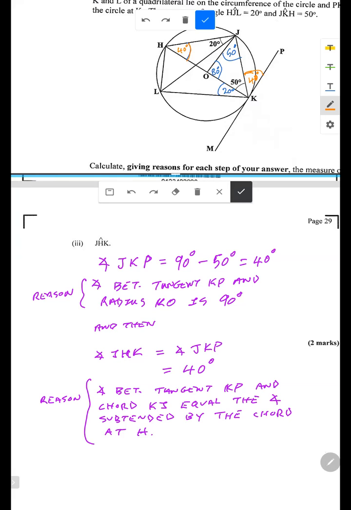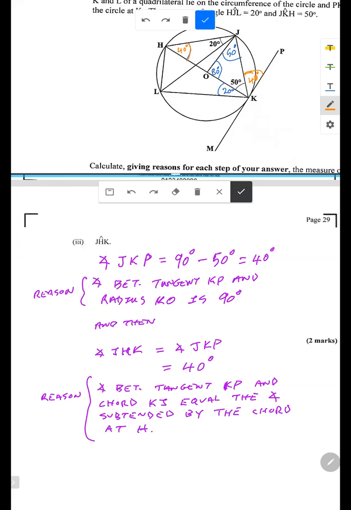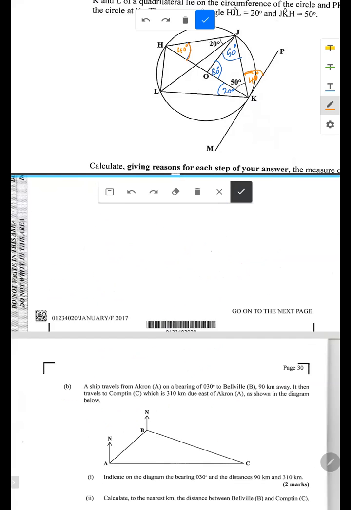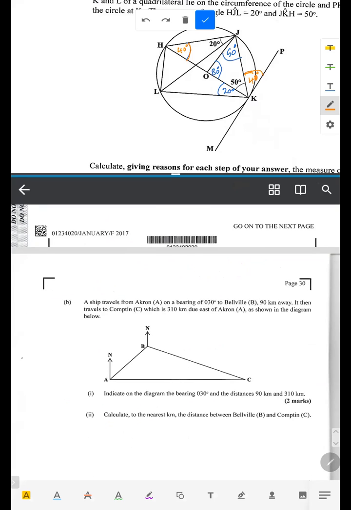I guess if you write that, they'll give it the marks. That is sufficient. All right. So that is that. All right. Let's move down. All right. So the next part now.